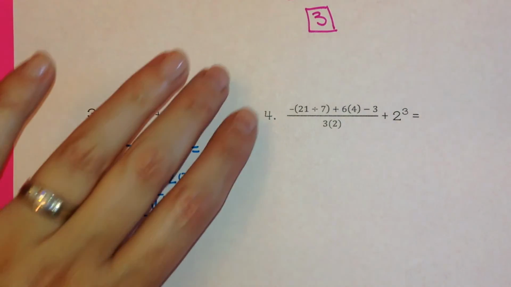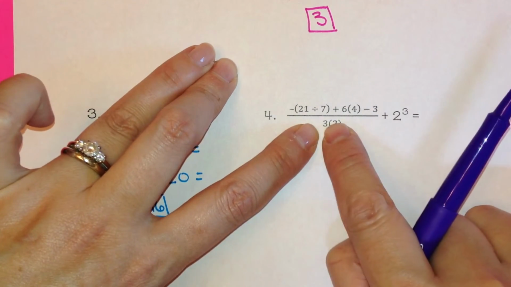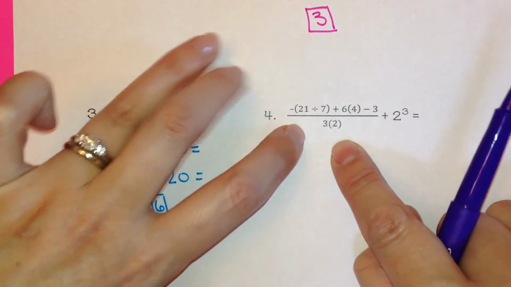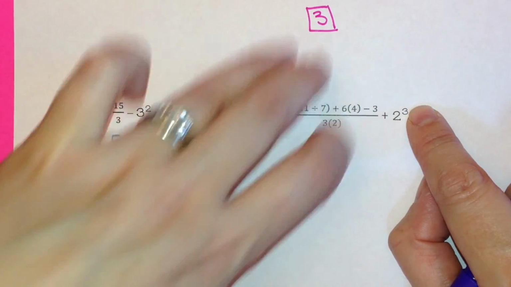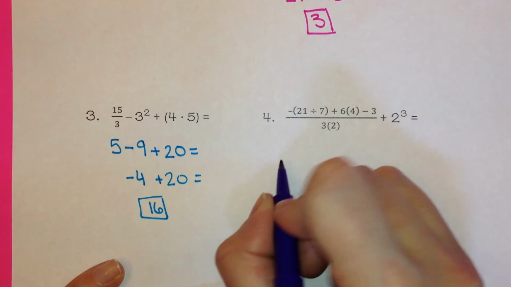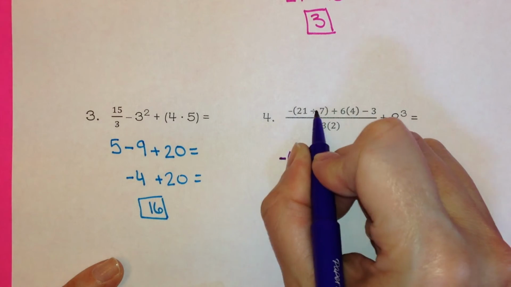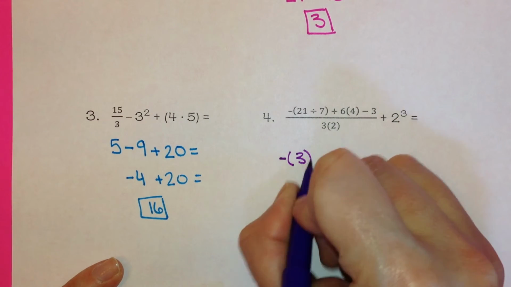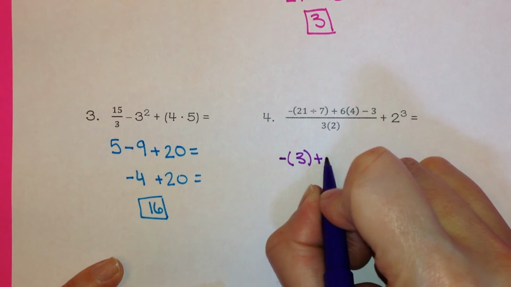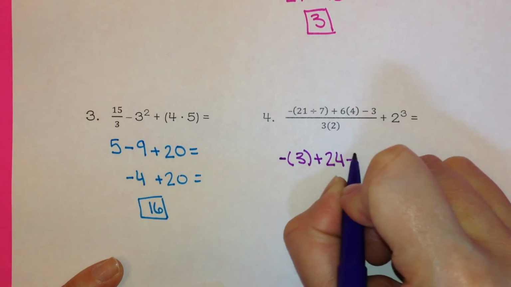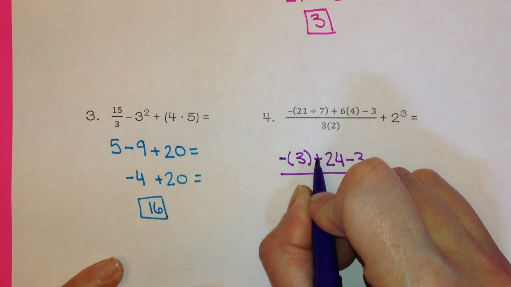Right, and last one, we have a whole bunch to simplify on top. I also need to simplify on bottom before I can do the division. And then once I've divided, then I'll add on what 2 to the third power is. So I'm going to start with the top. I have a negative outside this parenthesis. 21 divided by 7 is 3 plus 6 times 4, 24, minus 3. Again, I was able to do both of those because they were separated by addition.